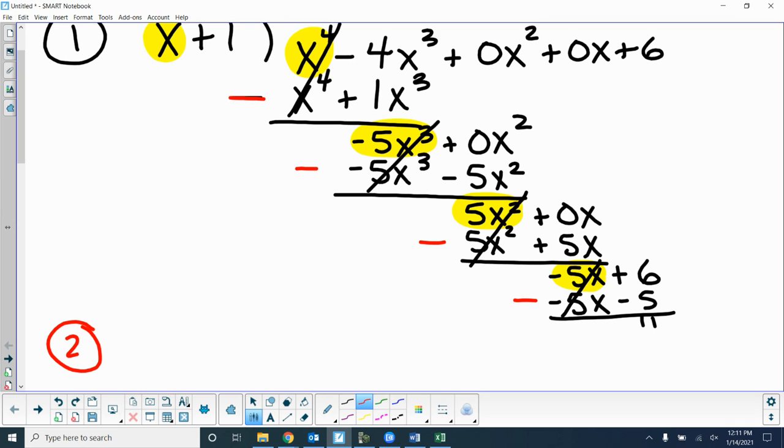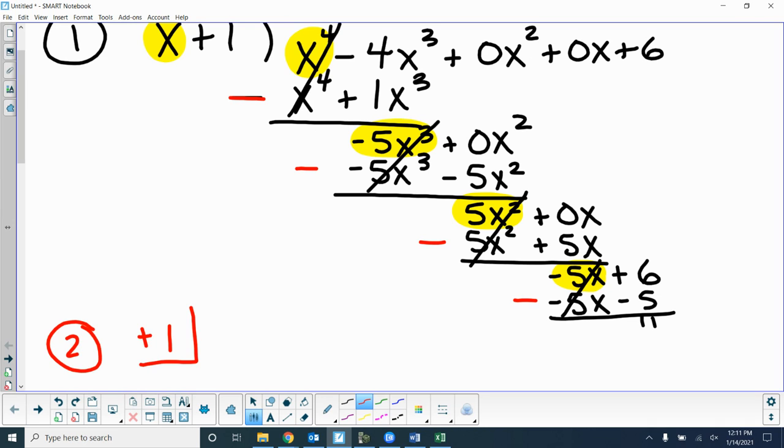So remember that. When you're doing synthetic division, if you're dividing by x plus something, then the number in the corner is negative. Oh, it was minus something, wasn't it? If it's x minus something like this one, then it's a positive in that corner.